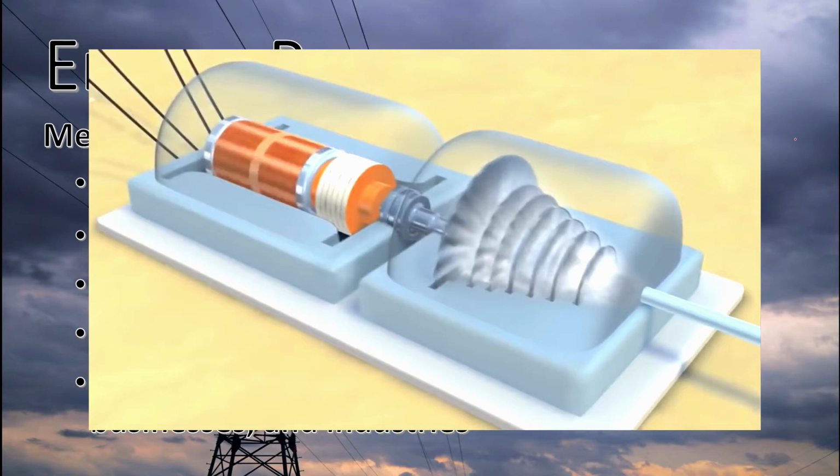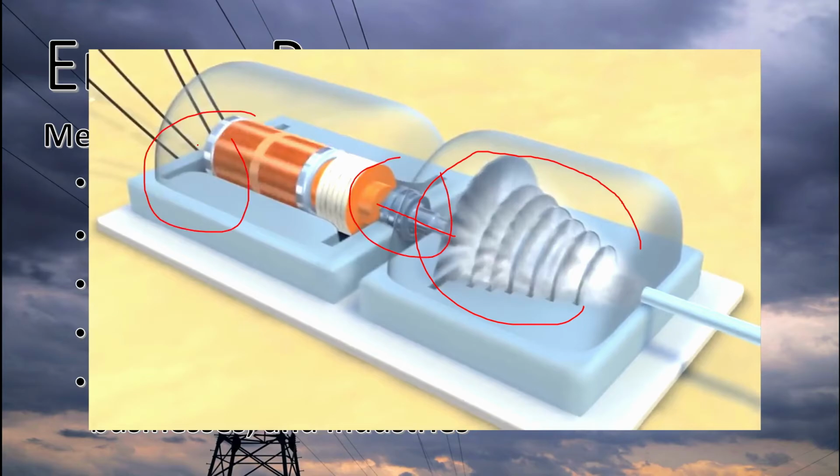Okay, so it's the same procedure as you have seen earlier. The steam is driving the turbine here, and then it is connected to a generator, which in turn produces electricity.